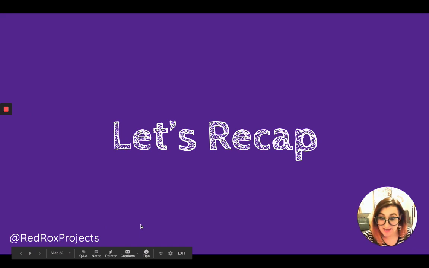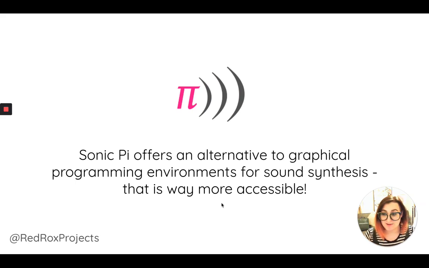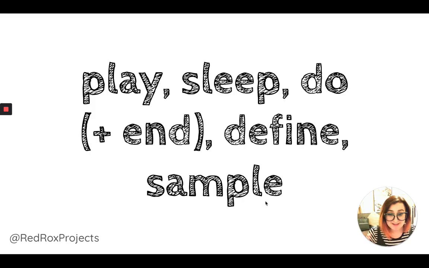So let's recap. Sonic Pi is an alternative to the visual programming environments that you might have seen for sound synthesis, and it's really accessible, so I do urge you to give it a go, because you can start creating sounds as soon as you open up the program. Just type in play and a note and you'll get something. The commands that we learnt today were play, sleep, do. Don't forget to end the do loop if you're creating something. And then define to set up multiple loops that we might want to call multiple times, and sample if we want to use any audio sample that we've either captured or have already on our computer.